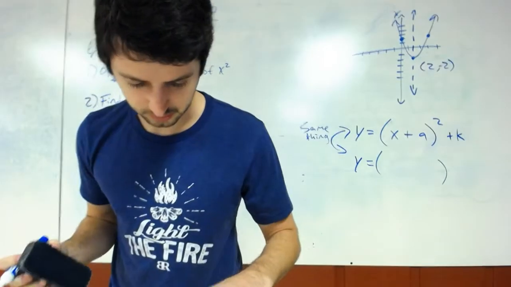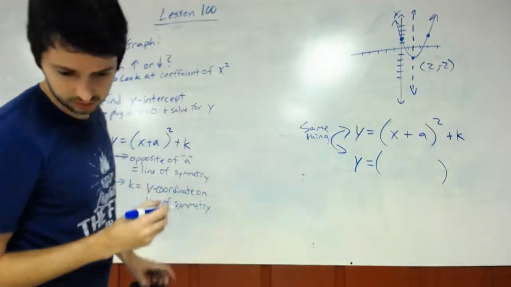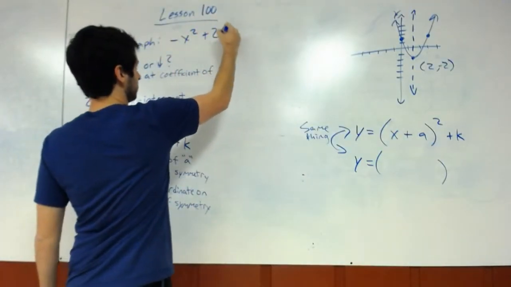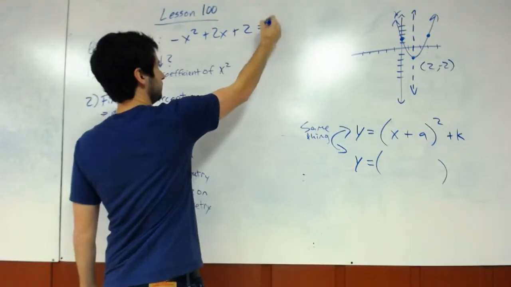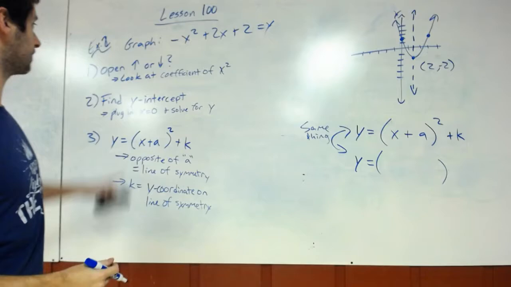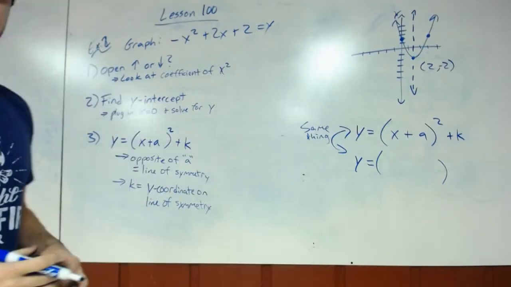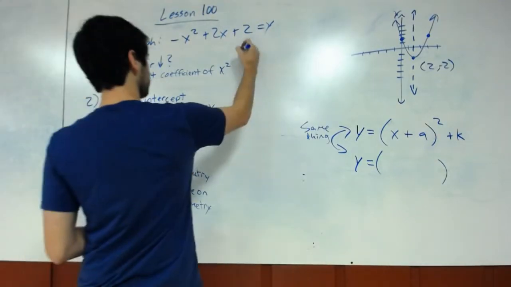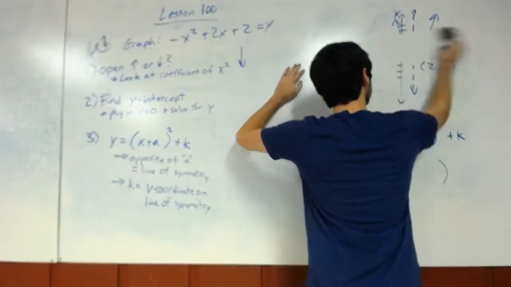Let's do example 2, where it says to graph negative x squared plus 2x plus 2, and that equals y. So the first thing we want to do is see if it opens up or down. Well, clearly, this goes down. We have a negative. I'm going to erase all of this right here.